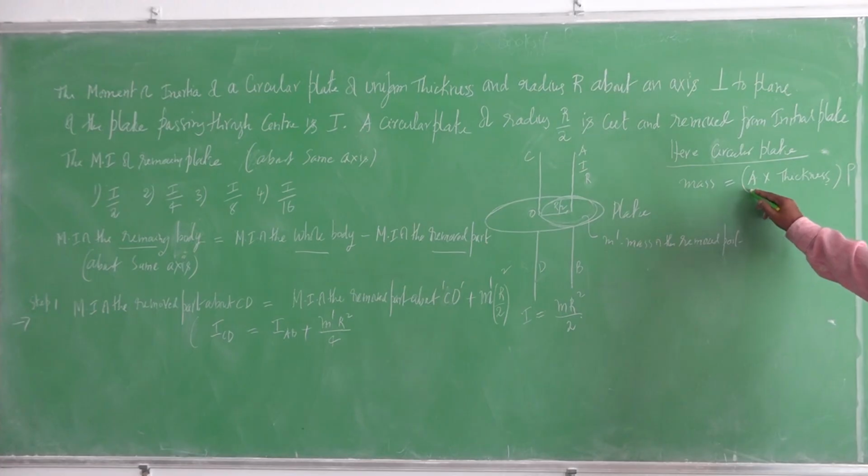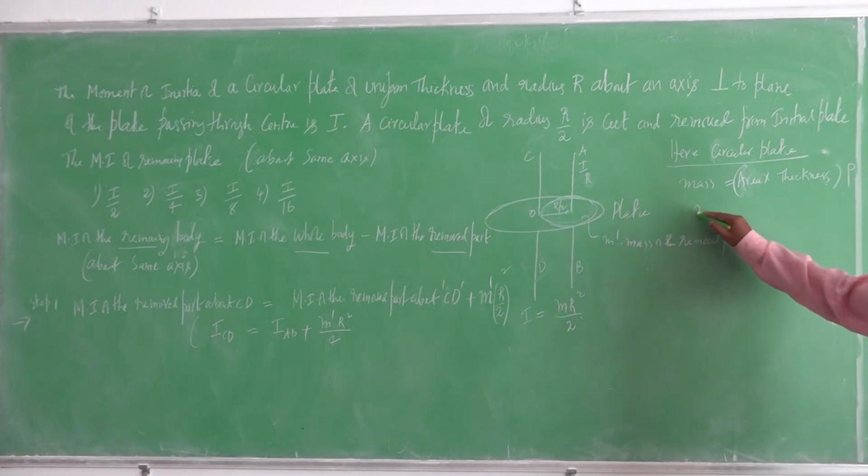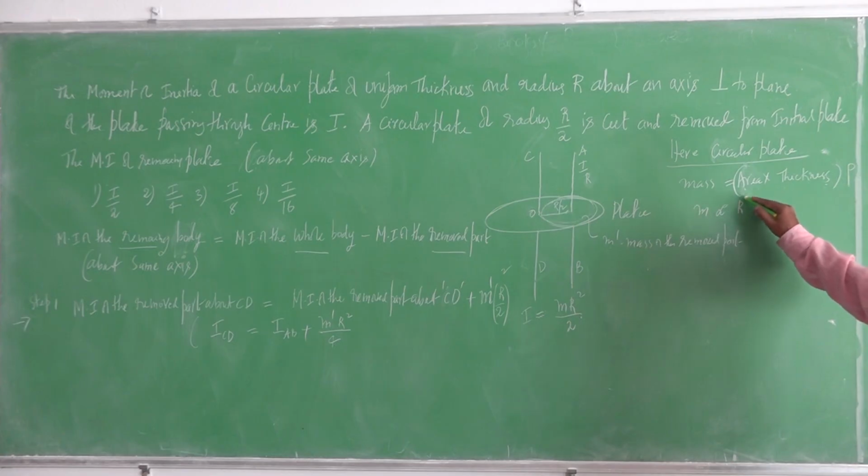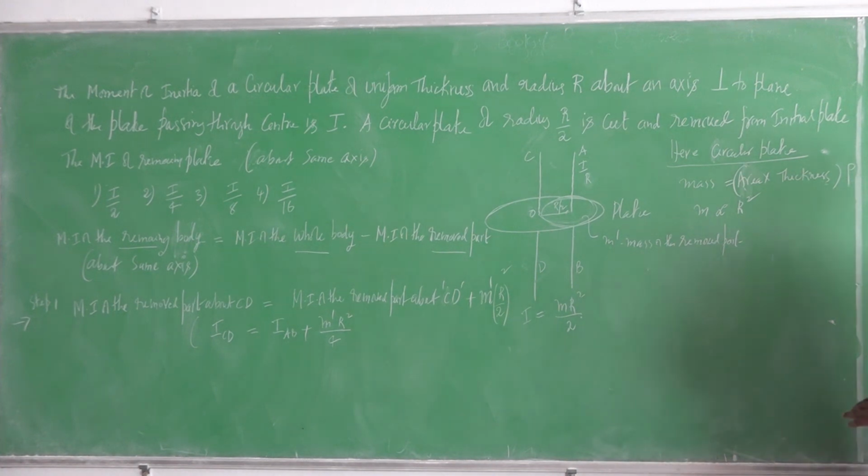Instead of volume, I have written area of cross section into thickness becomes volume, into density becomes mass. Here thickness is the same, density is the same. So mass is proportional to area of cross section, that is area is pi r square. So mass is proportional to r square, okay.